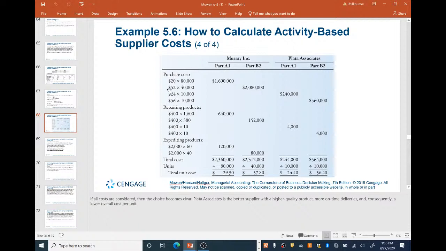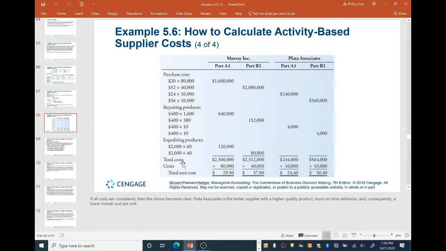Once you have your purchase cost, your repairing products cost, and your expediting products cost, then we just add all these together. That'll give us our total cost. From there, we just divide it by the number of units, and that'll give us our total unit cost, okay?